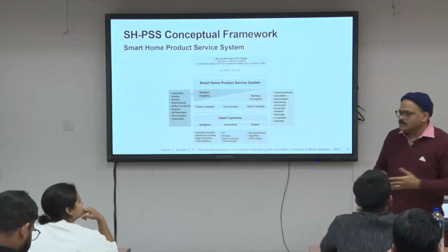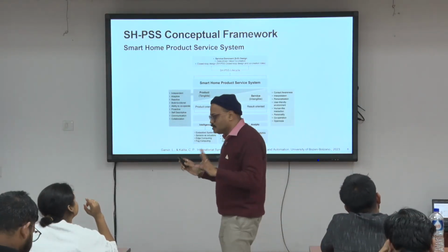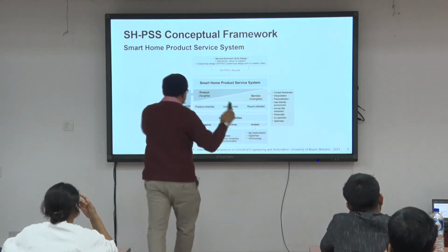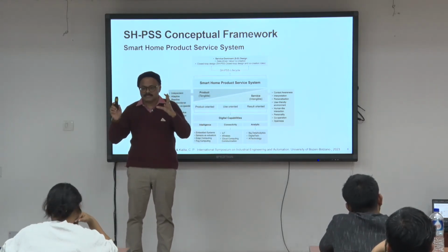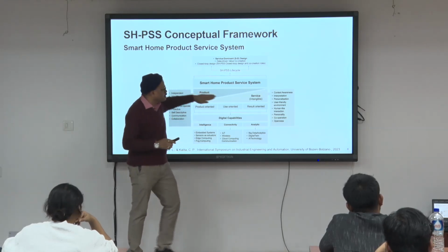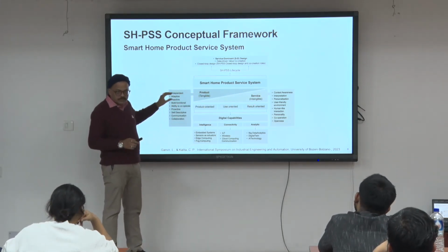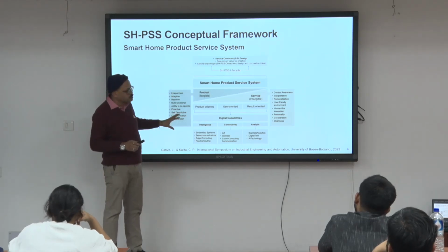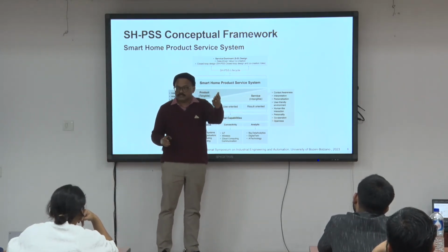I am just repeating. So, the basic framework for any PSS would look like this. If you look into the skeleton of the PSS framework, you will find the product and service. You need to identify what the product attributes and service attributes are, in terms of where your focus is.